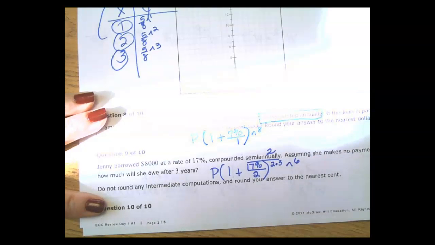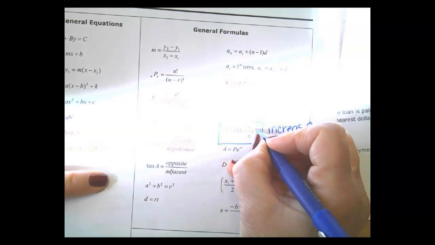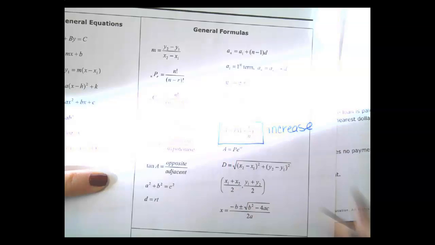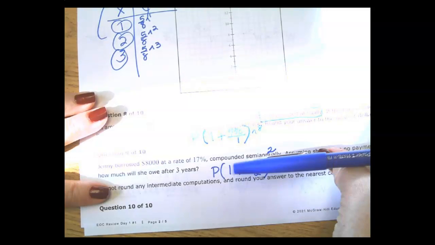So on here, you will see that N stands for the number of times a year, and you can see that N, number of times a year, T. Remember, semi-annually is 2, quarterly is 4. Okay.